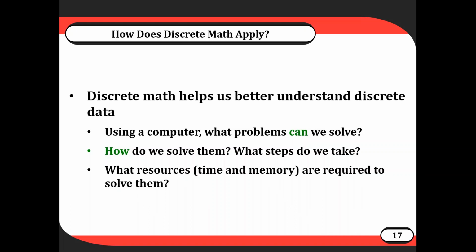So time and memory are very important in computer science because there are problems that we can solve but take too long, and there are problems that realistically don't fit into memory, and if our memory requirements are too big, then you have to go to disk, and that slows things down as well.